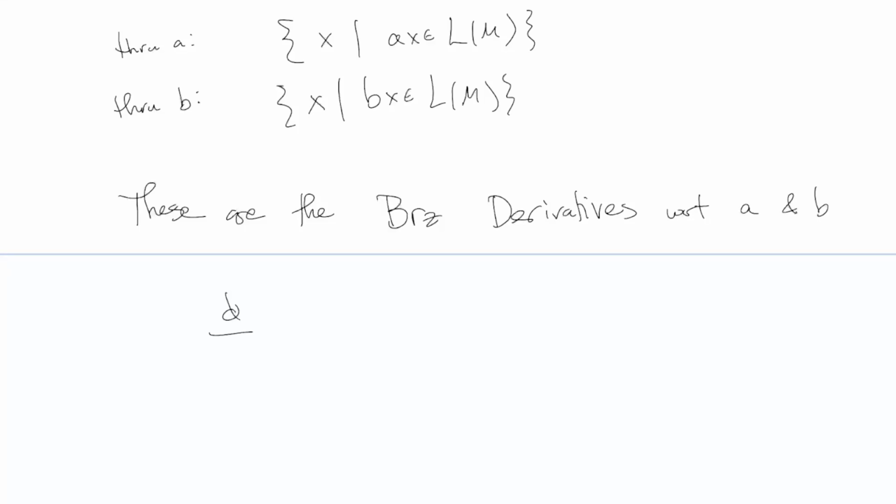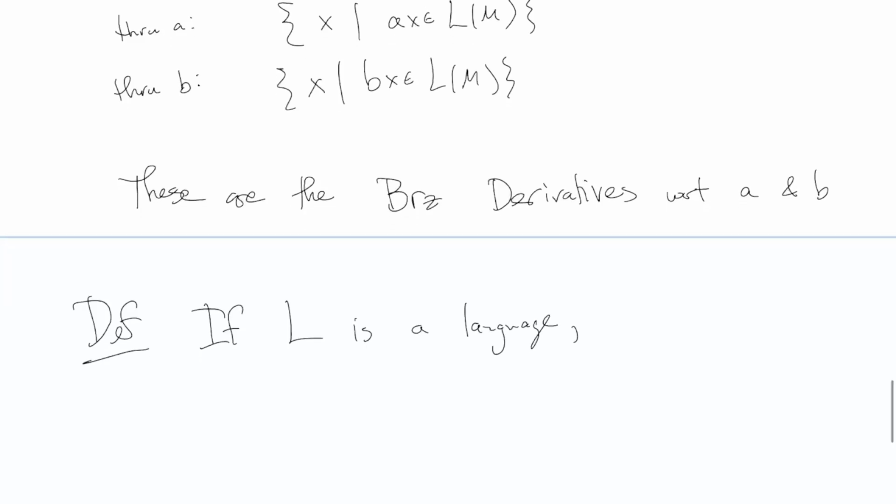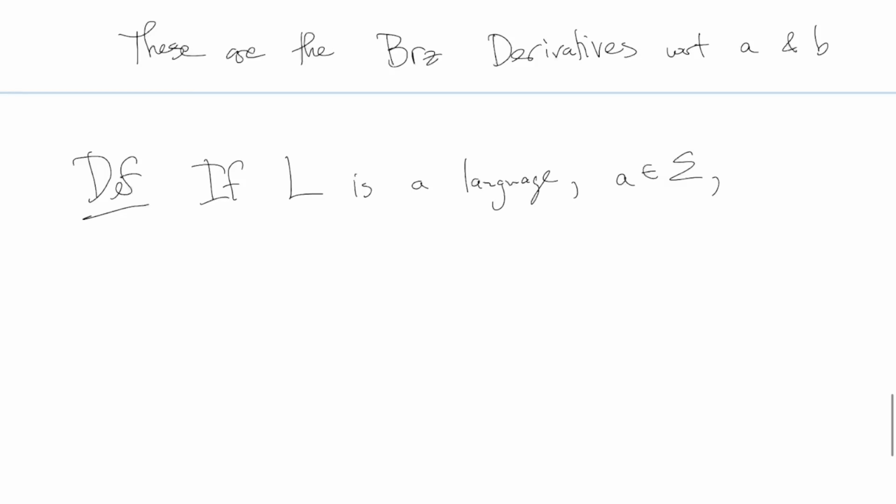So this is a general definition. So I'll write this as a real definition here. If L is a language, and let's say A is a letter, A is in sigma, the alphabet, then the derivative with respect to A of L equals all strings x such that Ax is in L. That's the definition of the Brzozowski derivative. We can do this with respect to A, you can do it with respect to B, either way.